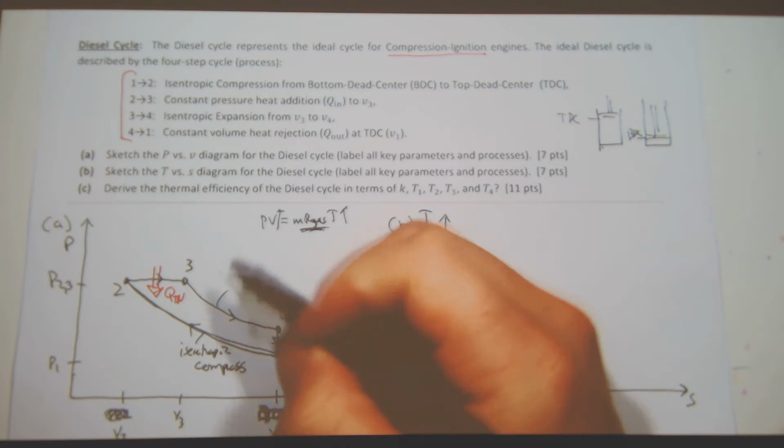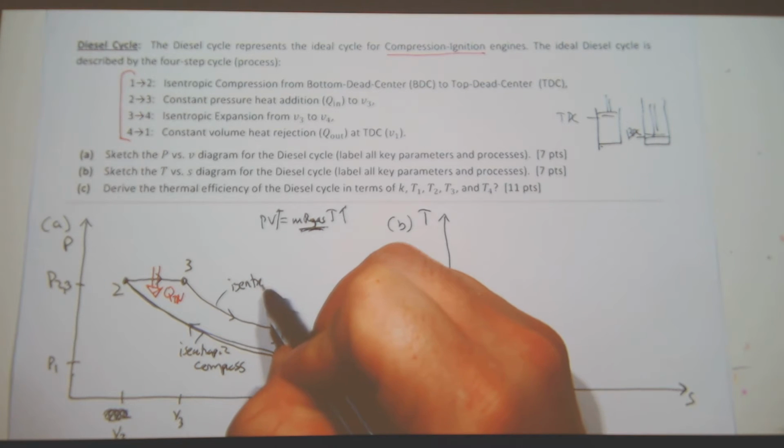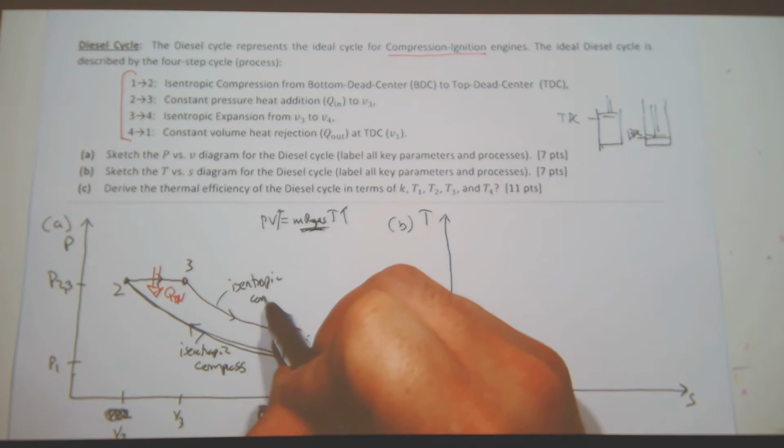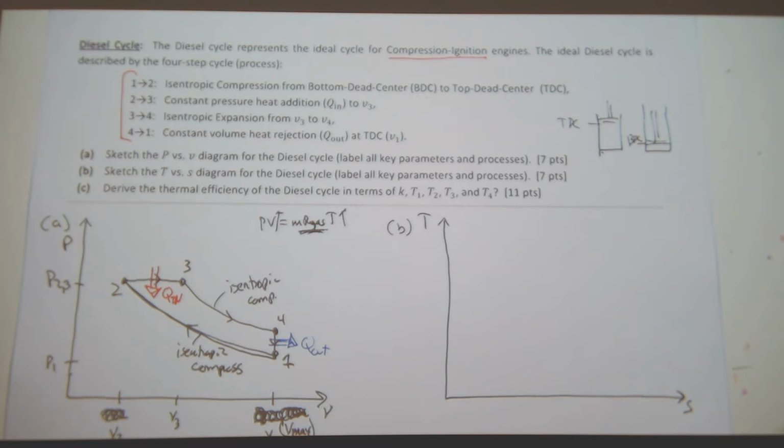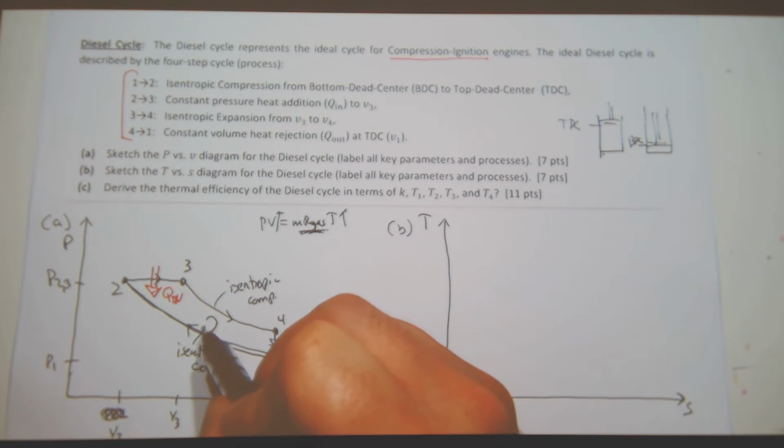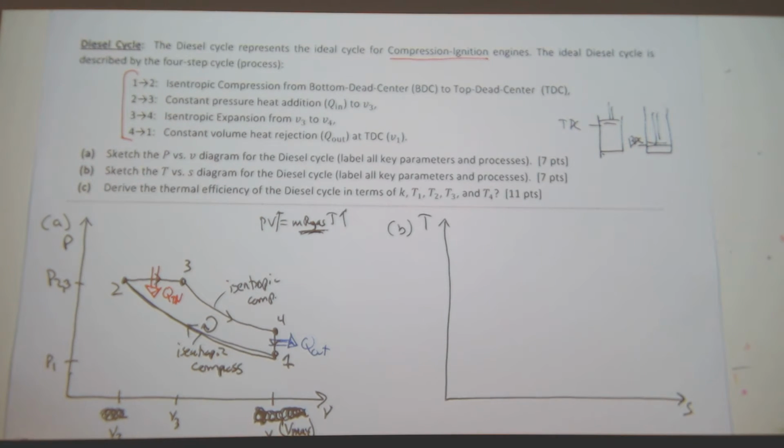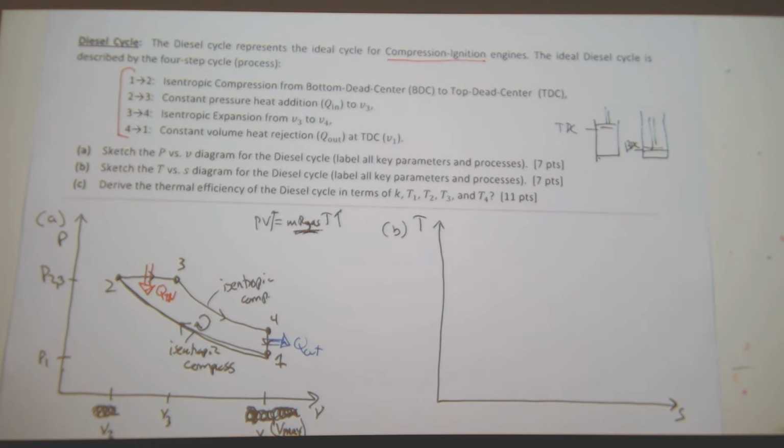And this stage here is isentropic compression. And if I look at this PV diagram, it's clockwise, so it's net work out. Well, this is a gas power cycle, it better be net work out, right?